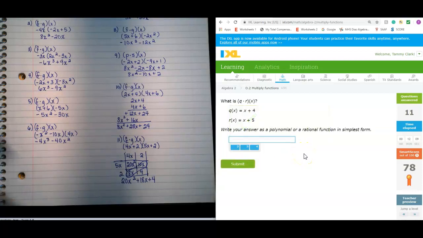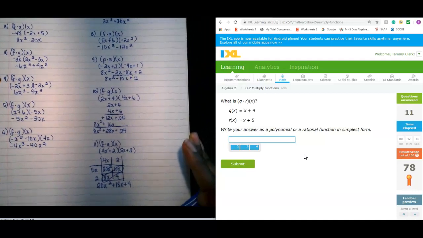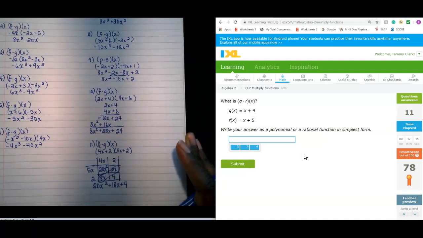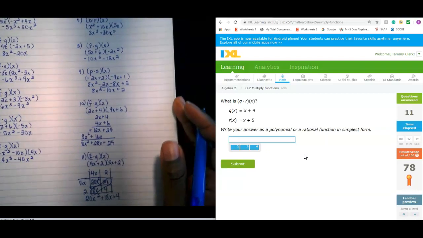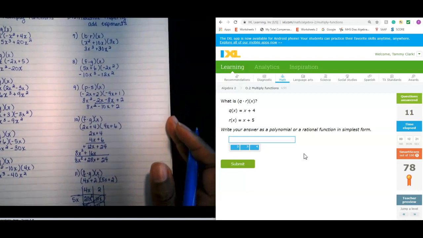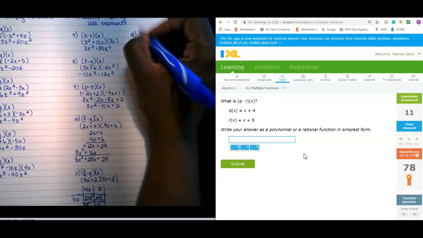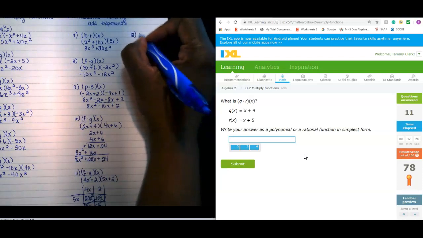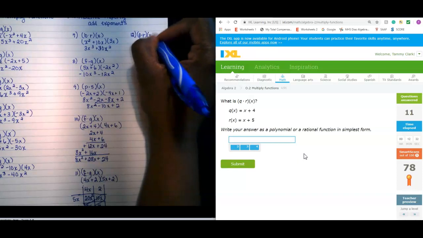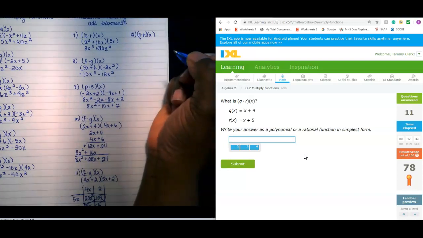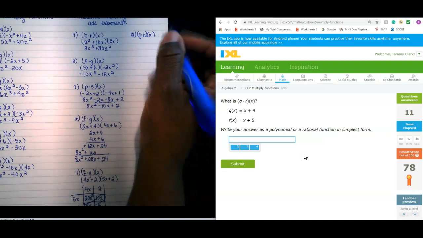Okay, we've got one more to do. Let's see what we can do with this. I think I'm kind of running out of room here. So let's put number 12 up here. Pull this down. And we've got, what is Q of R of X? Please excuse me, I said that wrong. That's composition of functions. What I want to say is, what is Q multiplied by R of X?